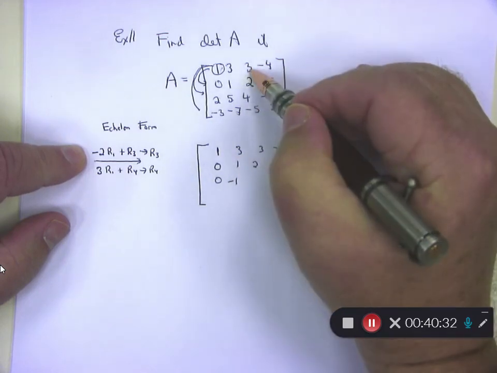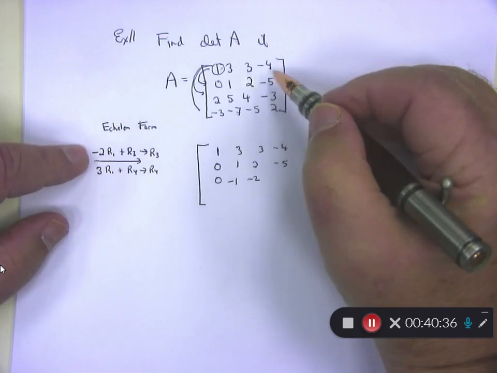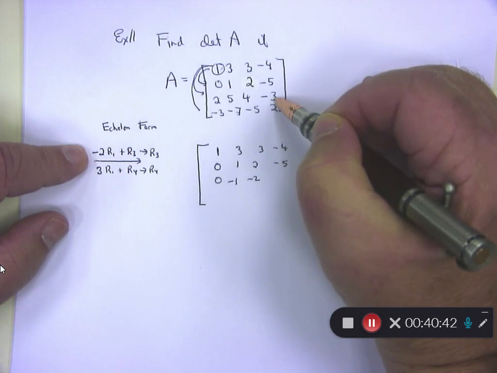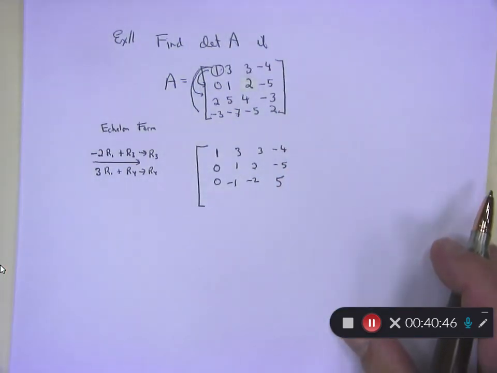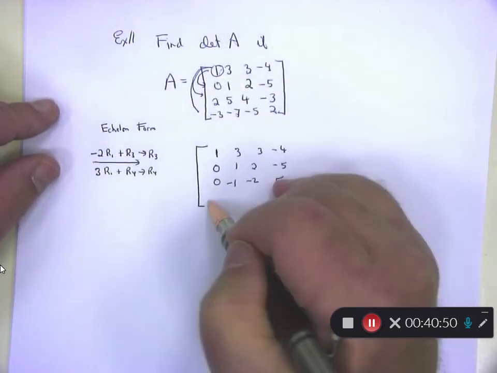Negative 2 times 3 is negative 6 plus 4 is negative 2. Negative 2 times negative 4 is positive 8 plus negative 3. 8 minus 3 is 5. Agreed? Okay, keep going. 3 times 1 is 3 plus negative 3 is 0.